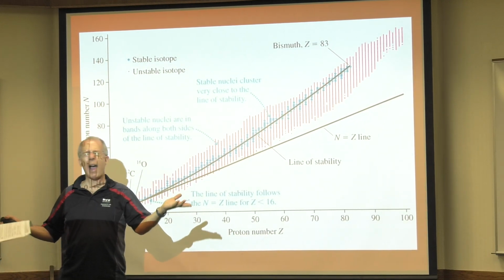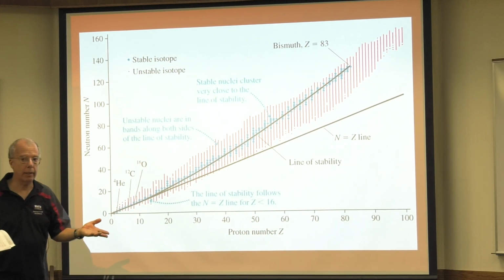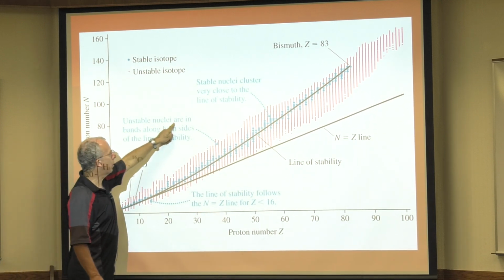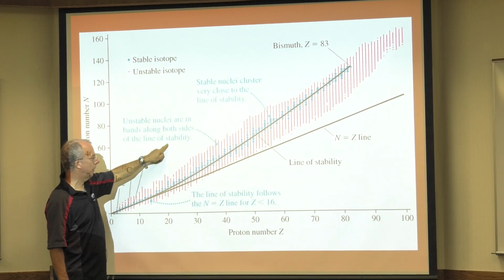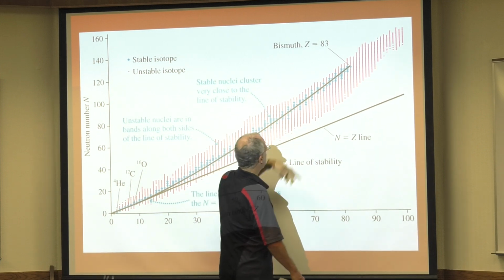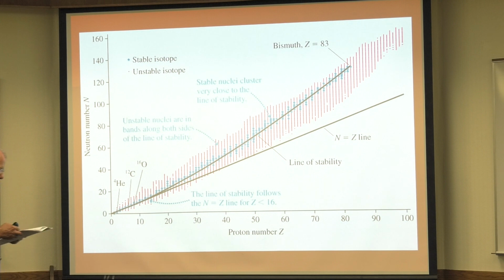So you see that and say, why? Why does having more neutrons make the nucleus more stable, right? Has to be a reason. Okay, unstable nuclei are in bands along both sides of the line of stability. So these are all isotopes, right? These red lines, these are all isotopes that are unstable. They're radioactive, which we'll talk about in gory detail.